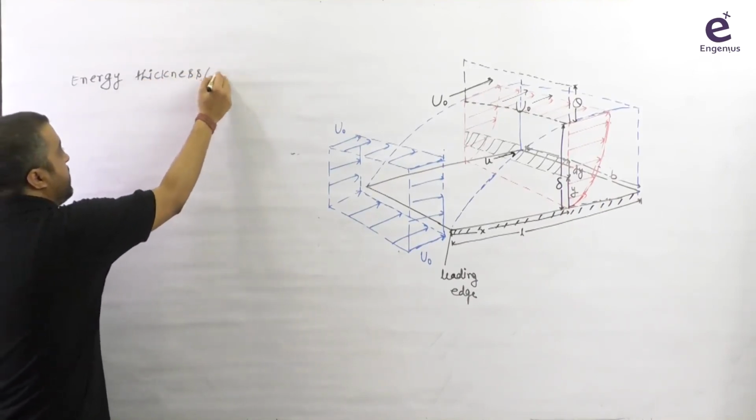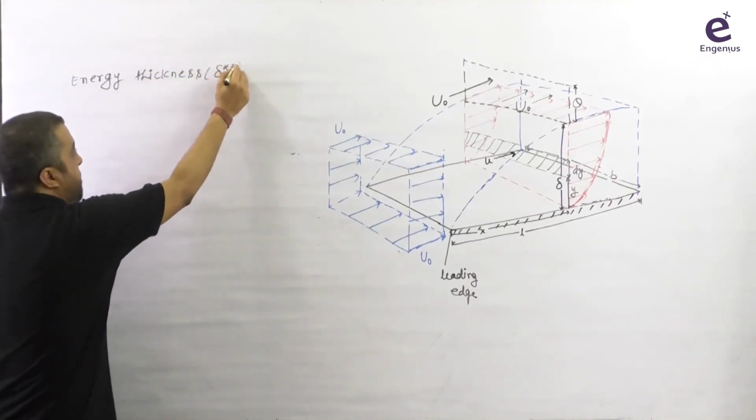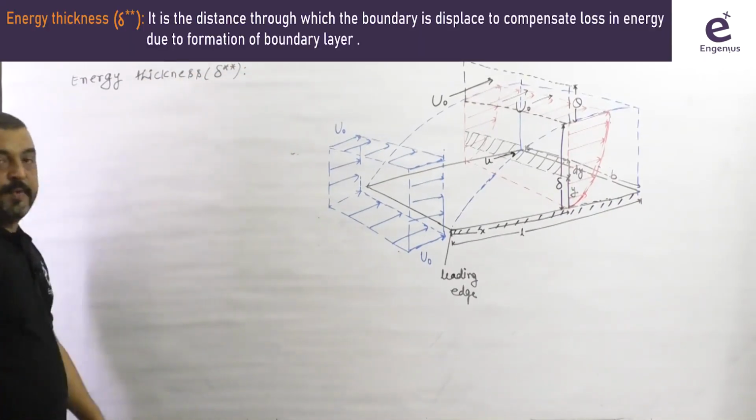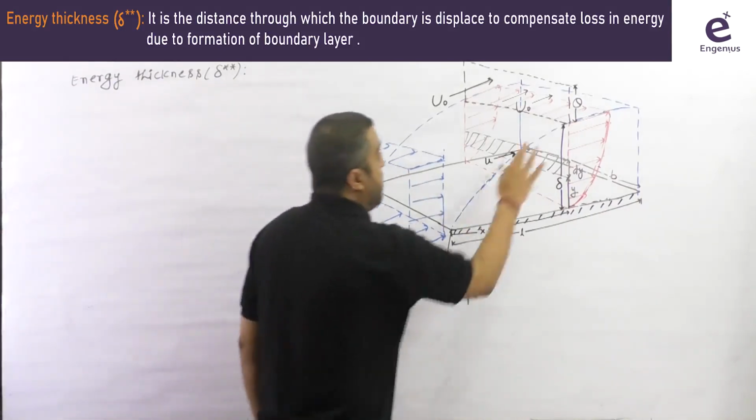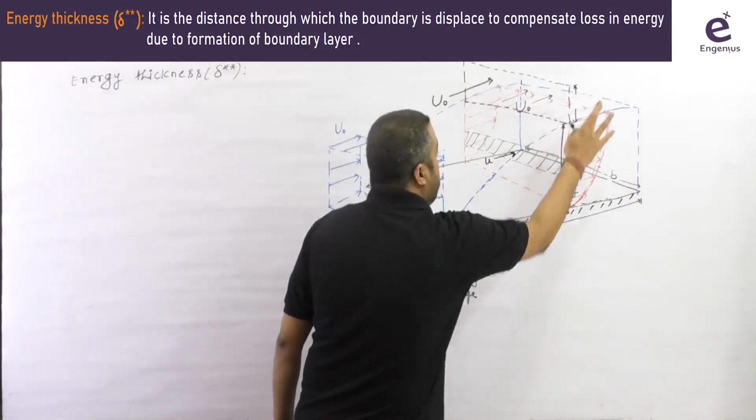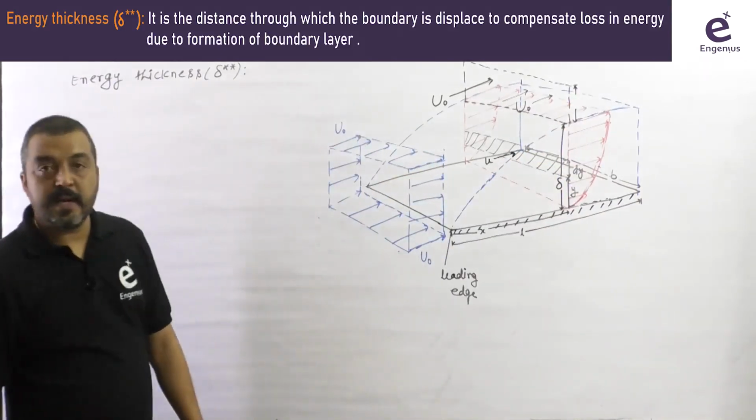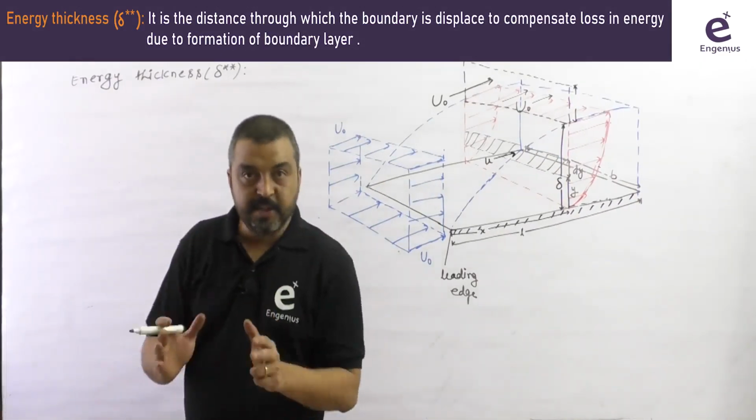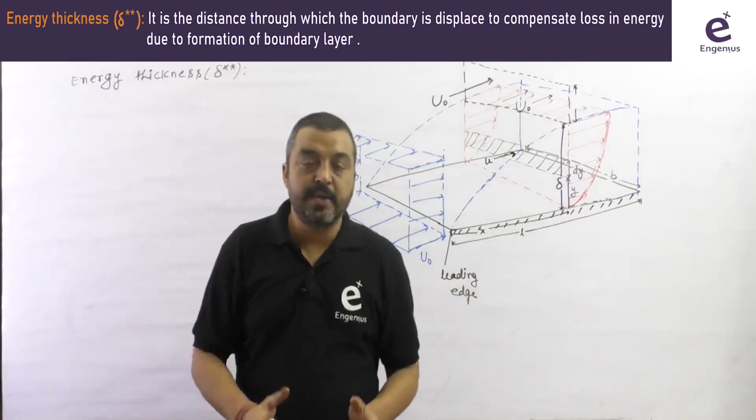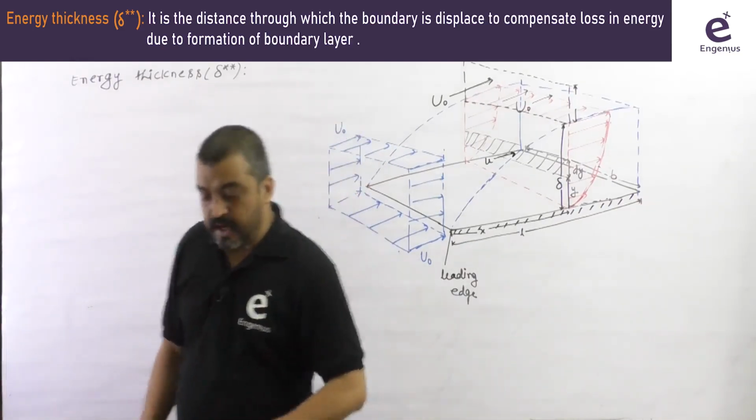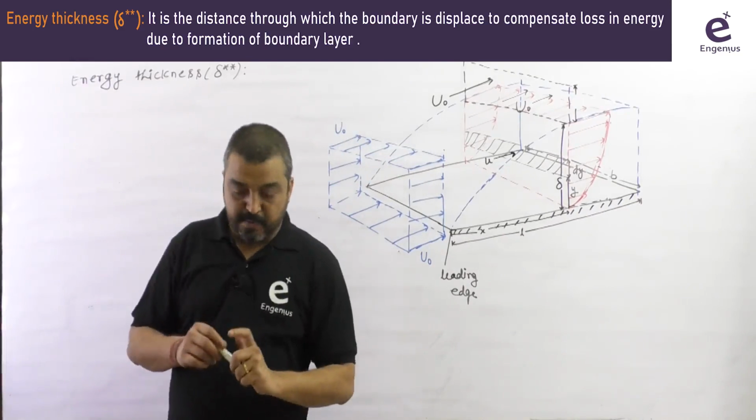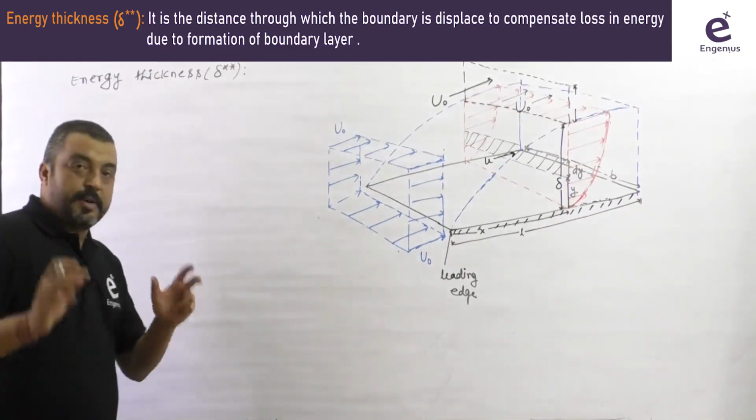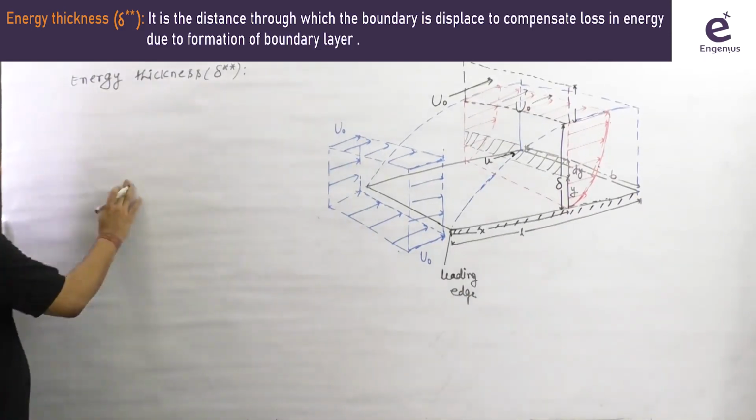Okay, and we are defining this term, delta double star. So what will be the definition? In this case, the definition is the amount through which the boundary is displaced to compensate the loss in energy due to boundary layer formation. Similar definition. Here we are simply talking about the compensation of energy loss. So we will do the same thing here.